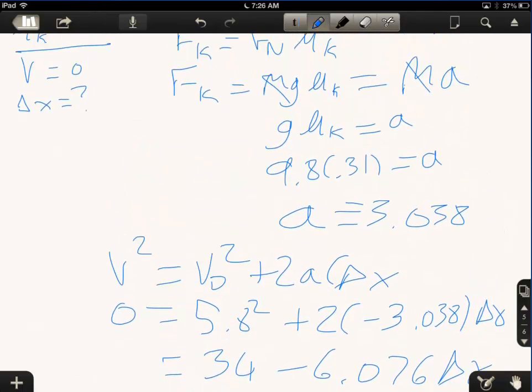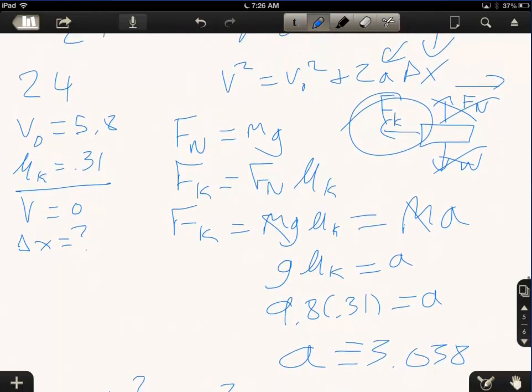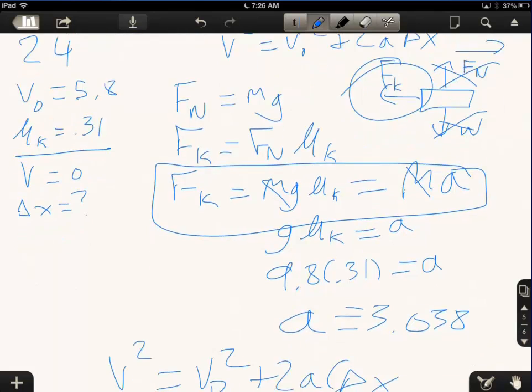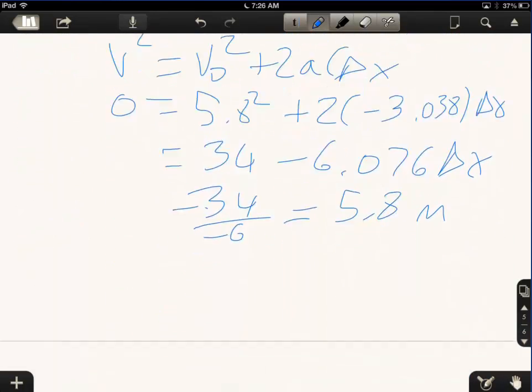To me, the trickiest part to this whole problem is when you had to figure out that the masses would cancel since the masses weren't given to you. Okay, but good luck. I want you to try those 27 through 32 on page 130. If you have any trouble, let me know.